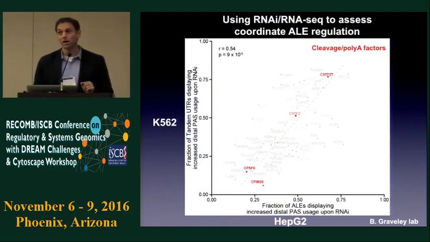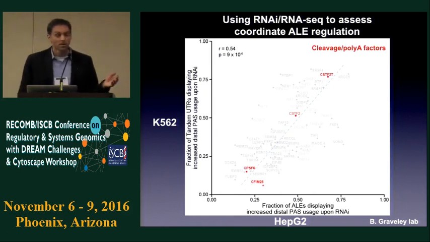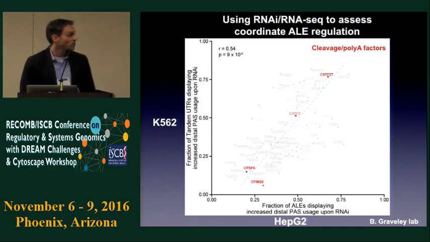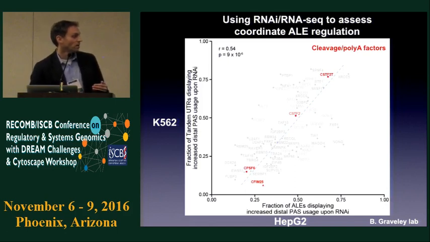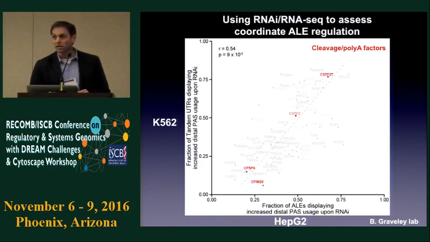Okay, and then about what factors might be controlling this. Here we turn to some data from our collaborator, Brent Gravely, who, as part of an ENCODE Phase 3 project, had knocked down about 100 different RNA binding proteins in K562 cells and HepG2 cells, and profiled mRNA expression by RNA-seq. So here we could look at the fraction of ALEs that went toward the distal isoform or toward the proximal isoform following each of these knockdowns. These are the different RNA binding proteins, and I've highlighted in red those that are known cleavage and polyadenylation factors.